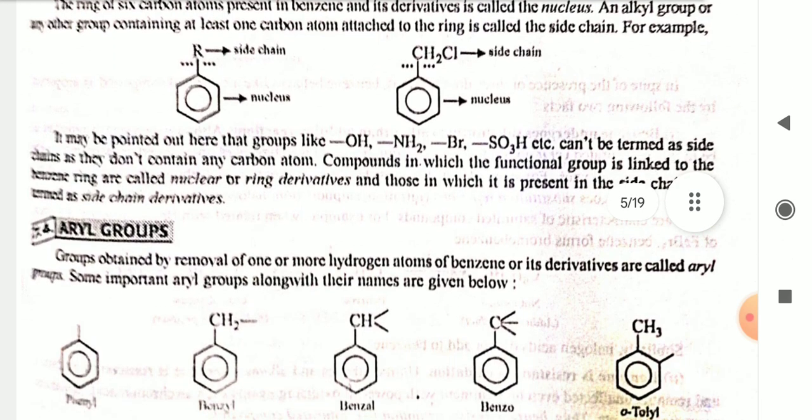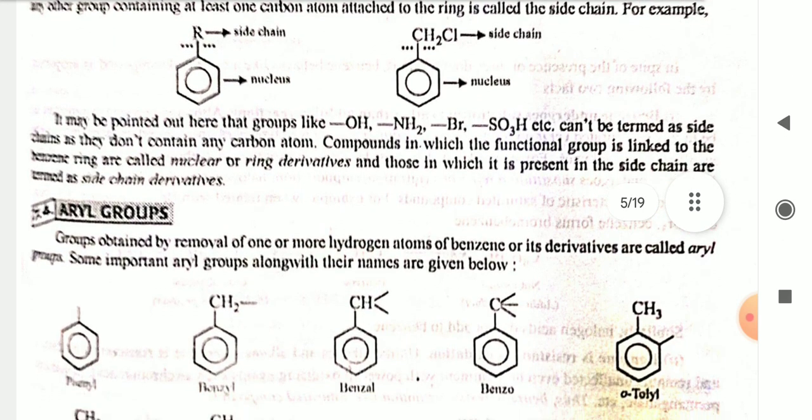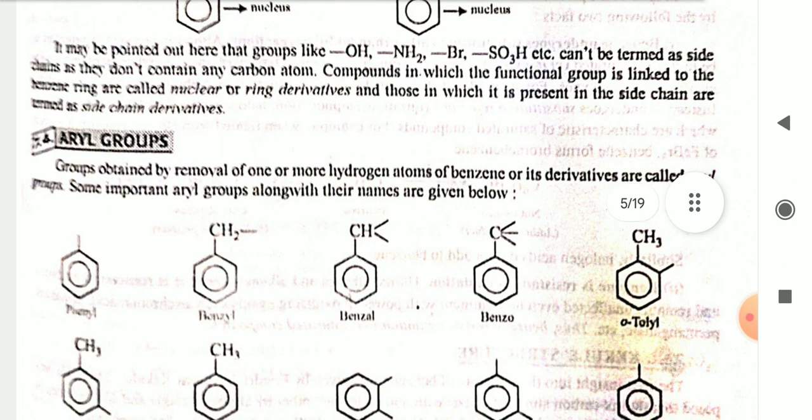Aryl group. Groups obtained by removal of one or more hydrogen atoms of benzene or its derivatives are called aryl groups. Some important aryl groups along with their names are given below. One hydrogen removed is called phenyl. Toluene with one hydrogen removed from the CH3 is called benzyl. The same compound with removal of two hydrogens is called benzal.